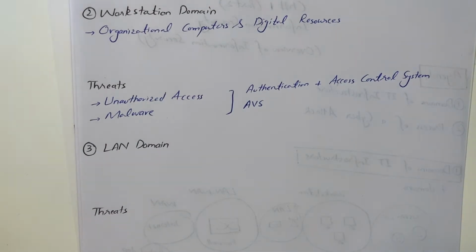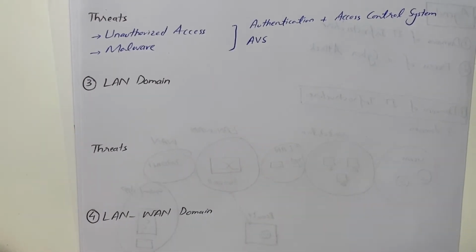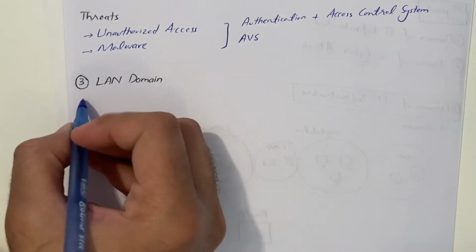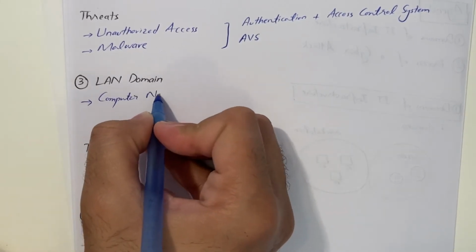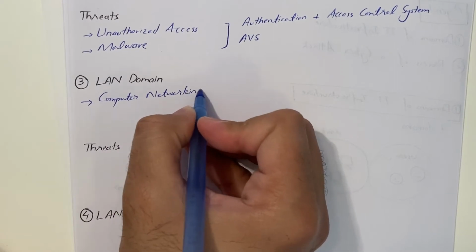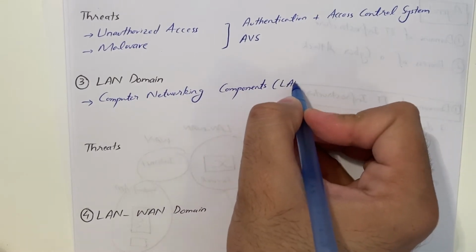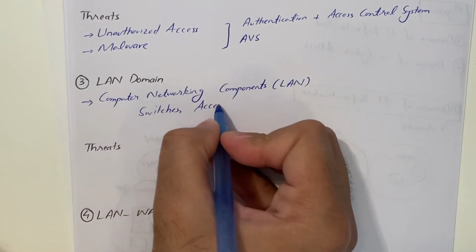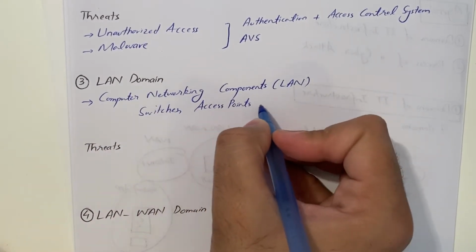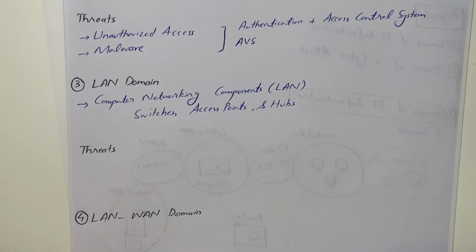Okay, so access control methods, an access control mechanism or authentication should be implemented on these computers in order to avoid unauthorized access. The next domain is the local area network domain. This particular domain mainly encompasses computer networking components, specifically local area networking components, for example, switches, access points, and hubs.